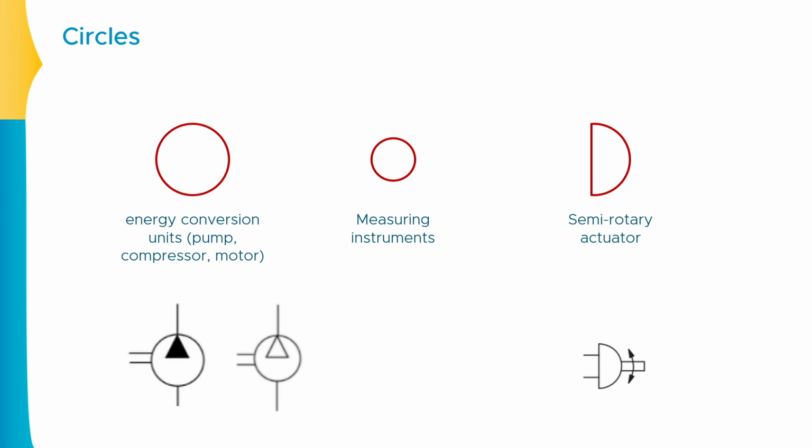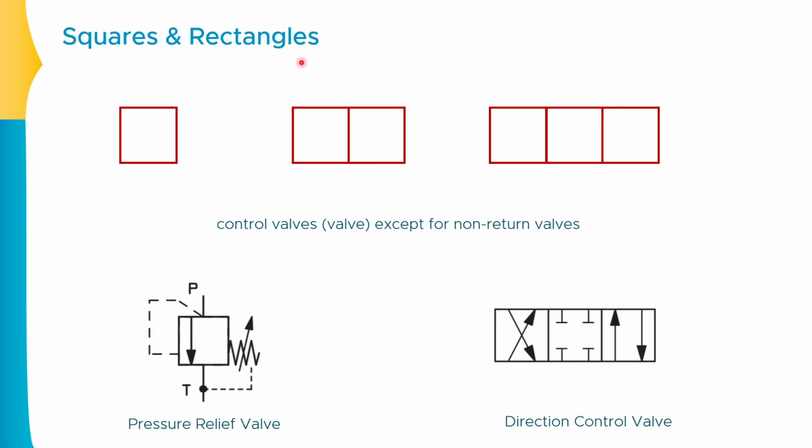The next set of symbols are the squares or rectangles. Now whenever you see such kind of squares or set of squares, you should understand that they are some kind of control valves, except there is only one exception, which is a non-returning valve, or you can say check valve. Non-returning valve is also known as the check valve. So whenever you see such kind of squares, you should understand that they will be representing some kind of control valve. As you can observe, this is one example.